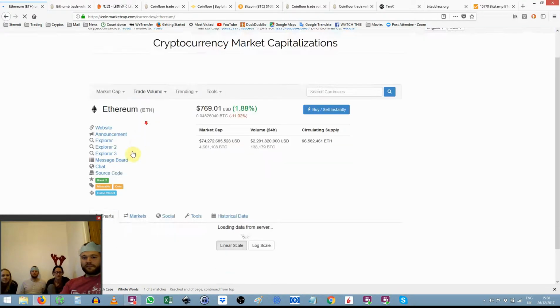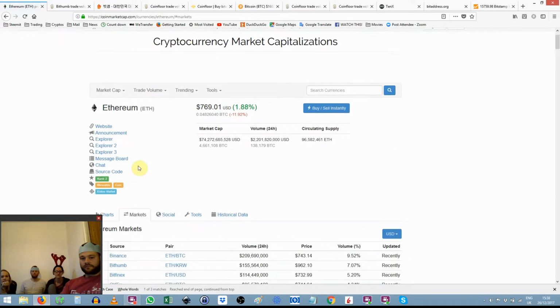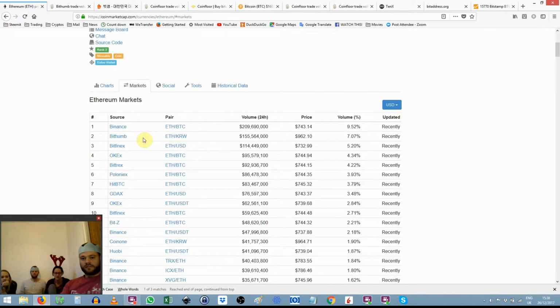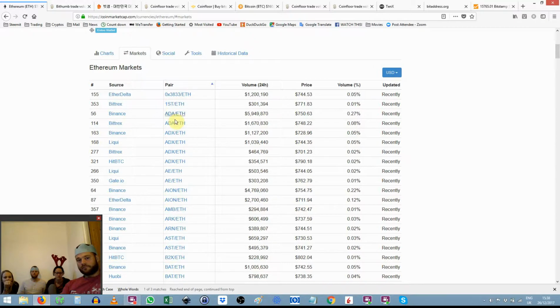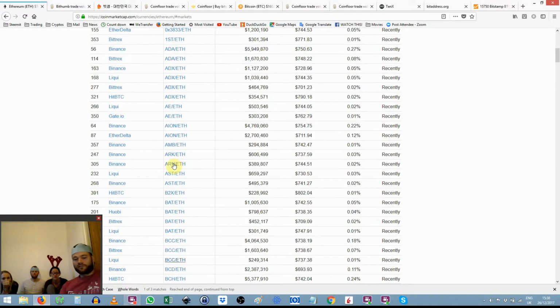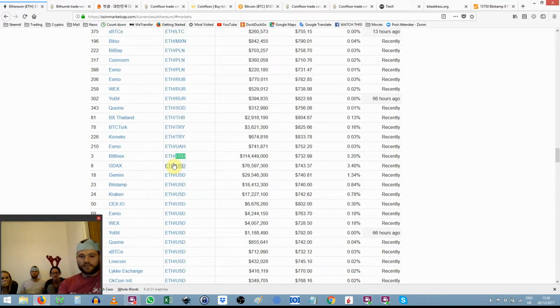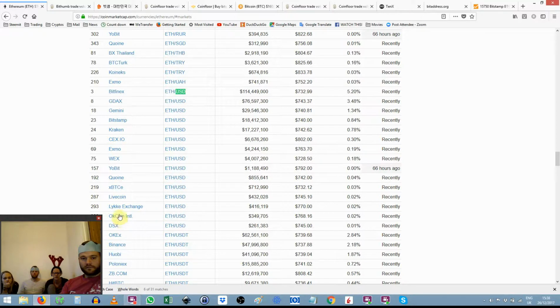So here's the Ethereum one. Go to markets. The Ethereum price is nearly at $800. And then if we click on pair to sort by pair, you can see all the pairs here that trade in Ethereum. At the moment, that's crypto. Let's just sort for US dollar. So Bitfinex will do US dollars to Ethereum. GDAX will do it. Oh, all these will do it, look.